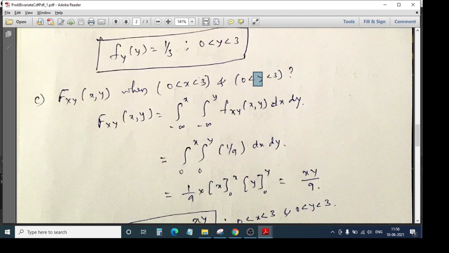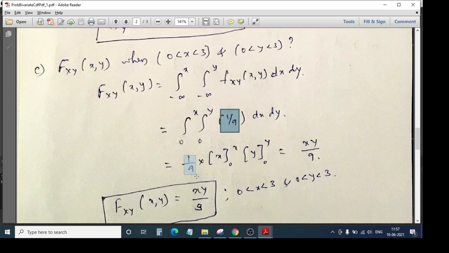It is not fixed at point 3. If I take here point 3, it means that it is fixed at point 3. So we take here what now? x and y. So we already know the value of fxy, which is 1 by 9. Okay, so 1 by 9 is kept as it is.